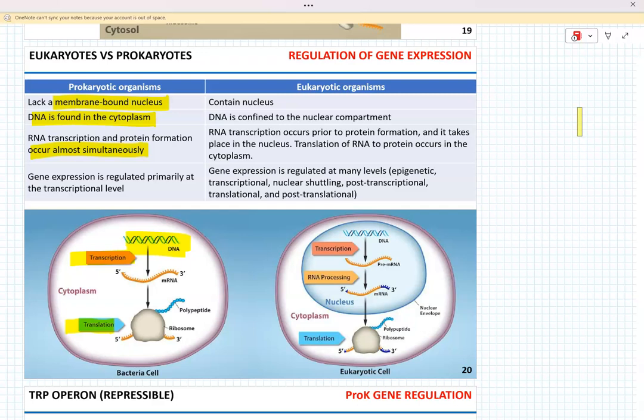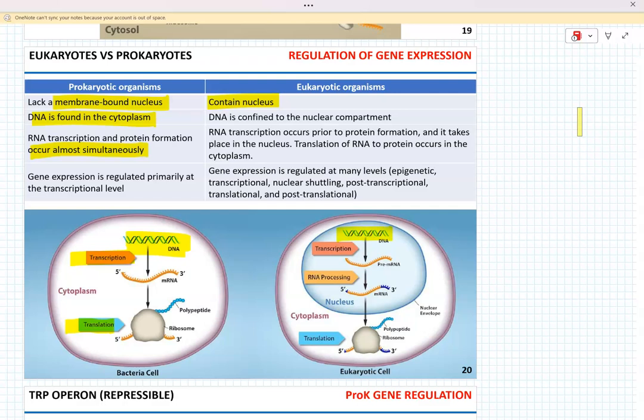Another reason why this can happen is that prokaryotic mRNA requires minimal post-transcriptional processing. In eukaryotic organisms, however, there is a nuclear membrane, so the DNA is within the nucleus.